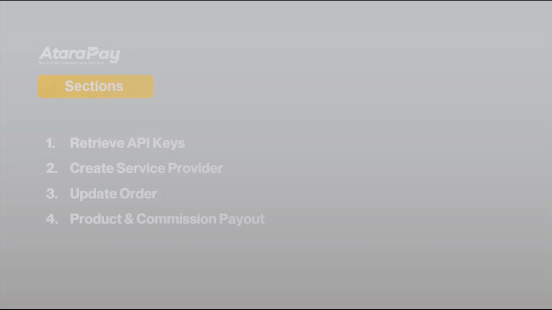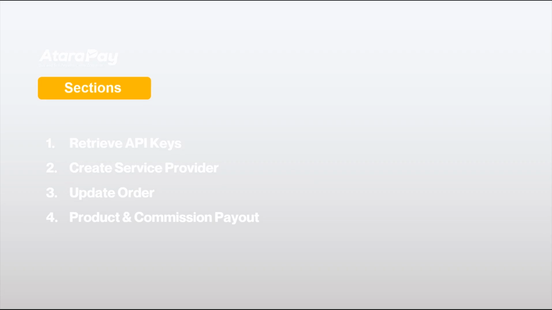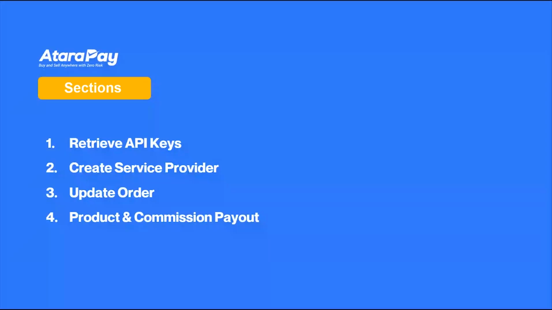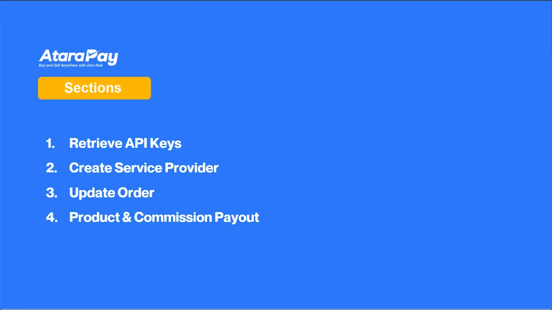This series will be broken down into four major parts. The first part will be how to generate the authentication token. The authentication token is simply a base64 encoded string that you pass along with every request. The next part will be how to create a service provider, just in case this service provider did not exist on the platform before.